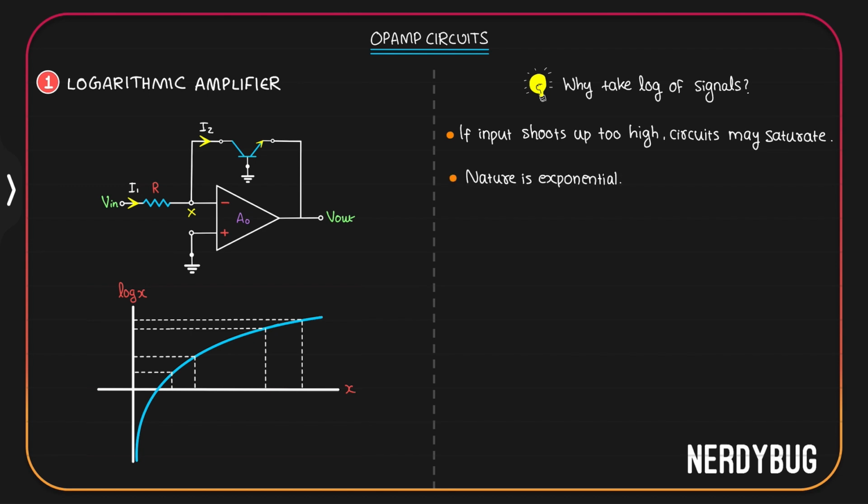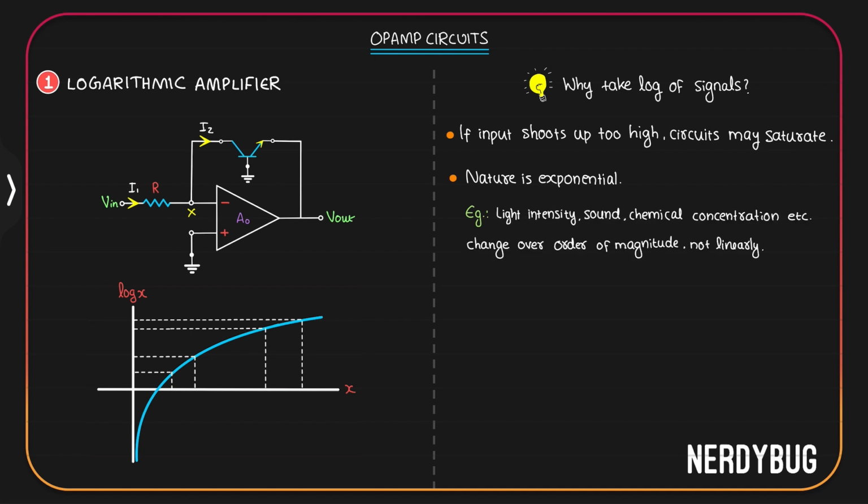Also, nature is exponential. What I mean is, physical quantities like light intensity, sound, chemical concentration, etc. change over order of magnitude. They do not change linearly. So if we are trying to sense them and measure them or compare them, it will be very difficult because these signals are going to be wild. So we tame them before working on them.